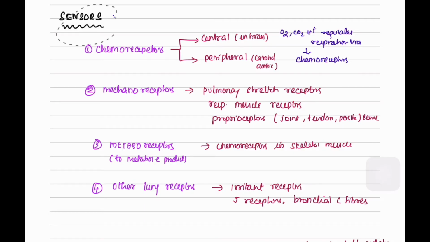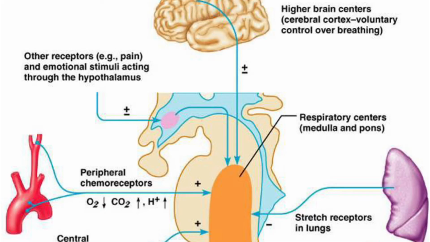Now let's learn about sensors. Sensors include central chemoreceptors, which is located in the brain, and peripheral chemoreceptors, which is located in the carotid body and aortic bodies, and the mechanoreceptors like pulmonary stretch receptors, respiratory muscle receptors, and proprioceptors located in the joint and tendon, and metaboreceptors, which are the chemoreceptors located in the skeletal muscles, and other lung receptors like irritant receptors, J receptors, and bronchial C fibers.